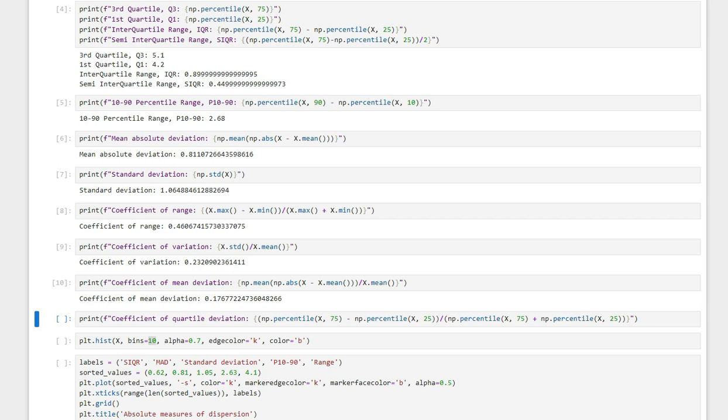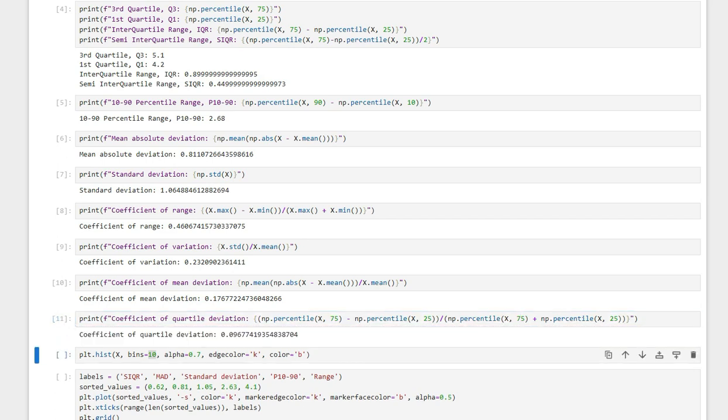For coefficient of quartile deviation, we have the difference between the 75th percentile and the 25th percentile. That's the interquartile range. And then the sum of the 75th percentile and the 25th percentile. So we'll divide the interquartile range by the sum of the 75th percentile and 25th percentile, which will give us the value of 0.096 here.